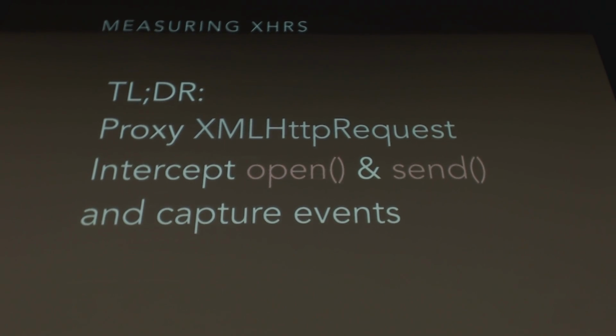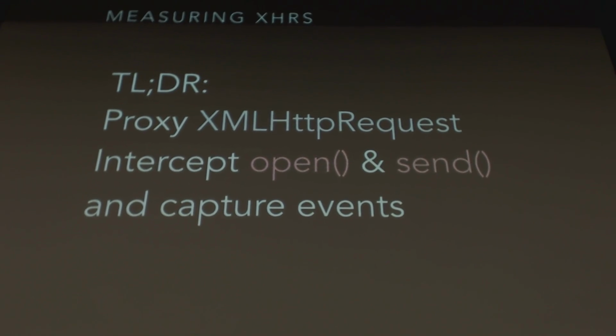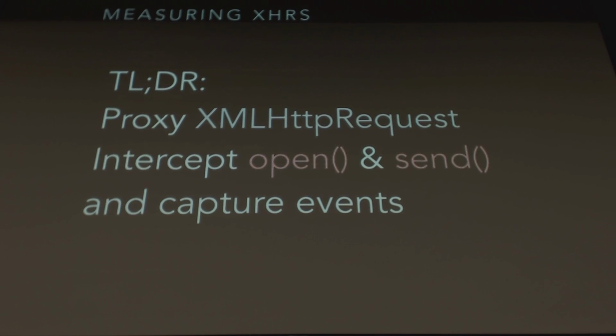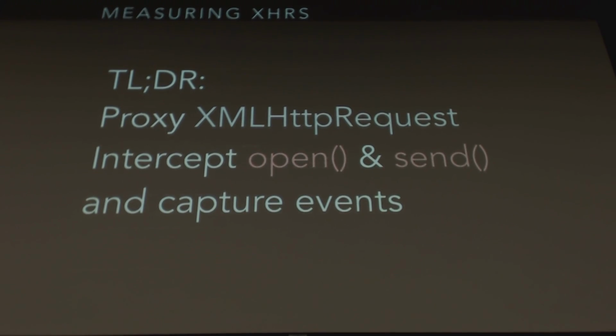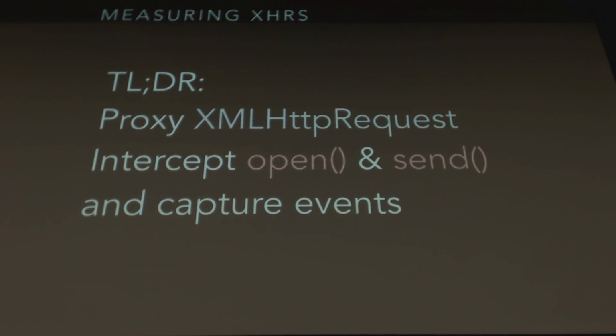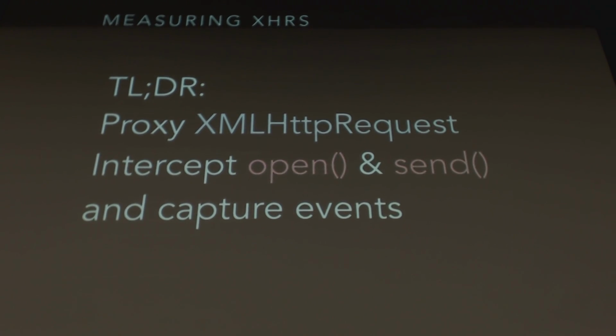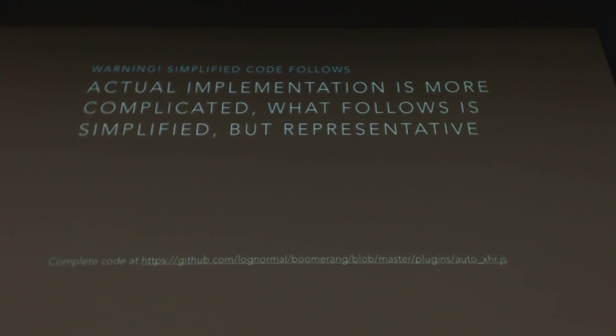So in short, I'm assuming it was not worth reading, but you proxy the XMLHttpRequest object. This is fairly simple to do. And I'll show you some code later that's actually readable. So you proxy the XMLHttpRequest object, intercept the open and send calls on that object, and you would capture all the events that fire on that object. So typically things like the ready state change or the load event or timeout. I'll give you the actual events later.